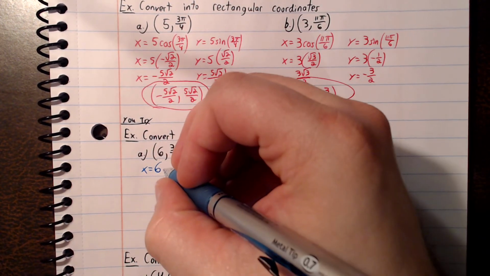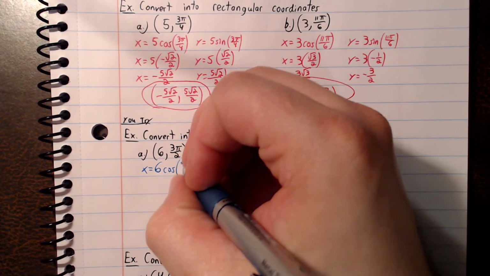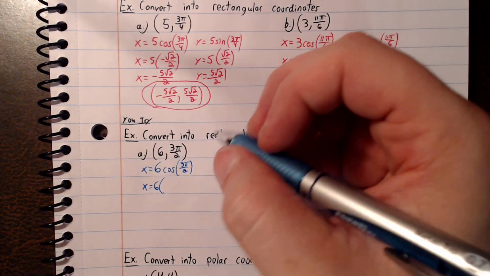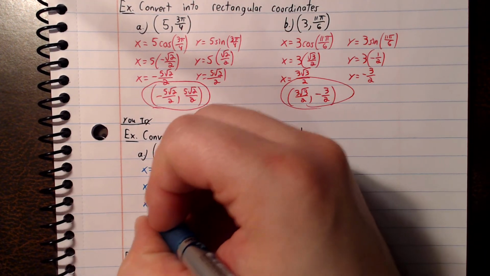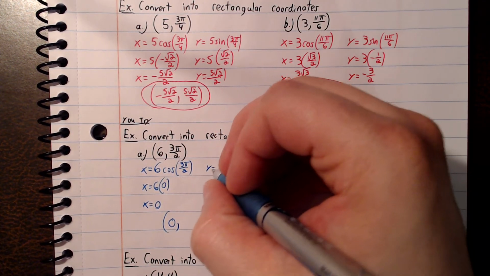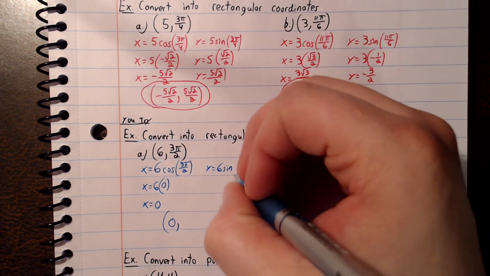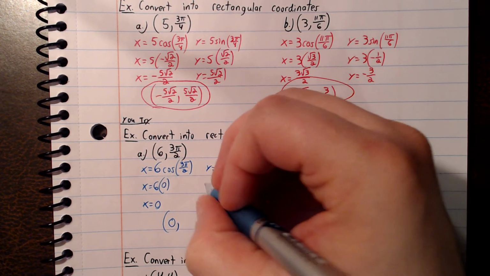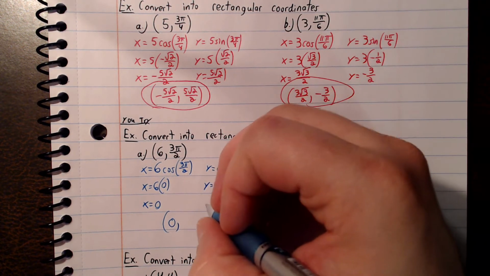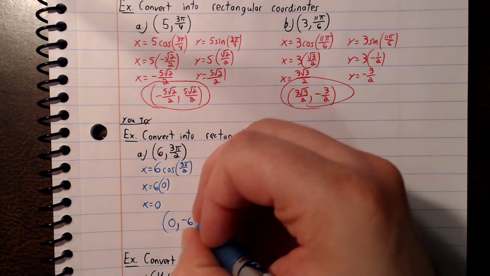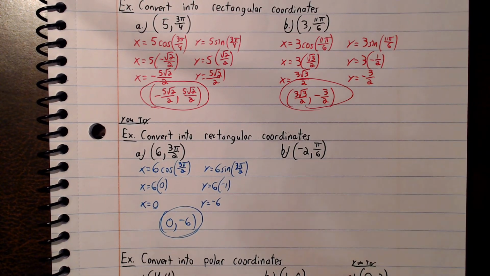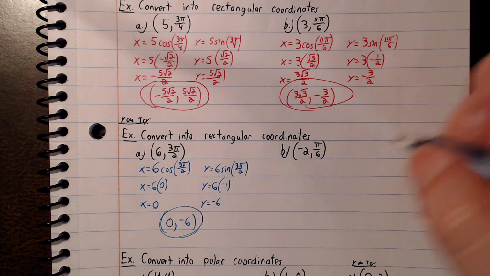For x, we want 6 times cosine of 3 pi over 2. 3 pi over 2, that's 0 for cosine. So we get 0 for our x-coordinate. y is going to be 6 times sine of 3 pi over 2. 3 pi over 2 for sine is -1. So we get -6. 0, -6 is the first coordinate. That was a pretty easy one, huh?